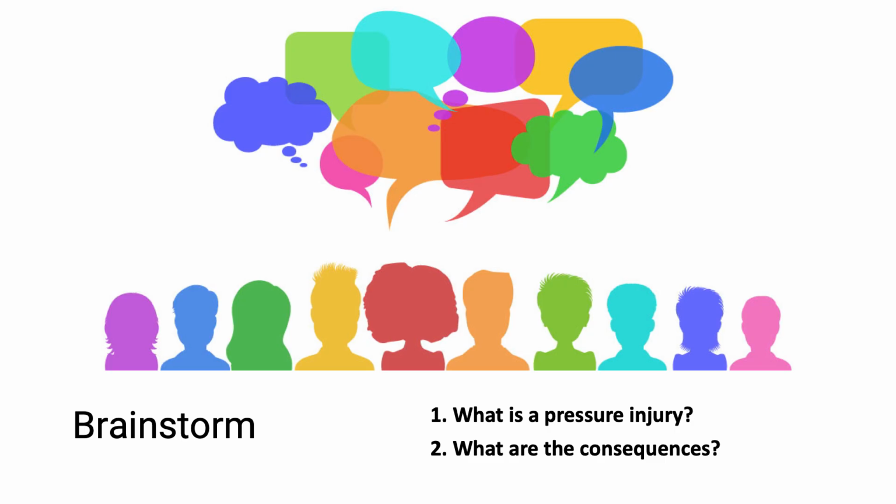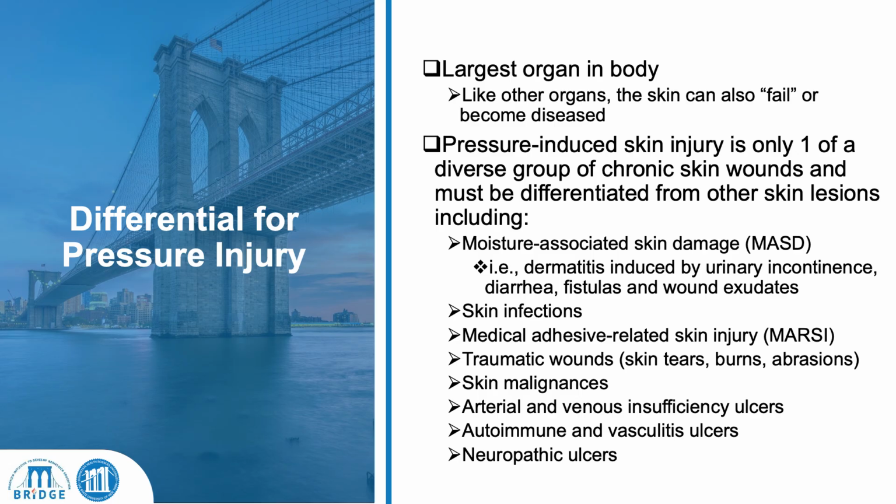So let's brainstorm. What is a pressure injury? And what are the consequences of pressure-induced skin injury? The skin is the largest organ in the body. And because the skin is the largest organ in the body, the skin can also fail, or the skin can also become diseased. Pressure-induced skin injury is only one of a diverse group of chronic skin wounds, and therefore it must be differentiated from other skin lesions.